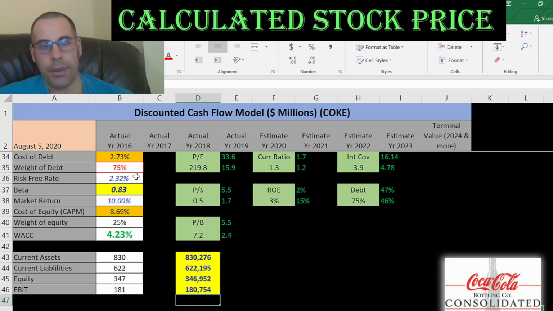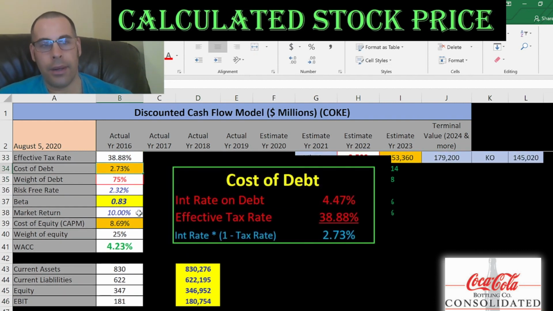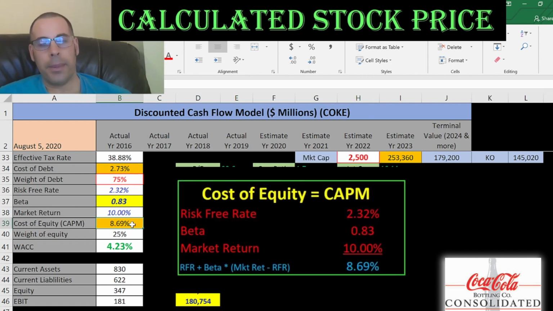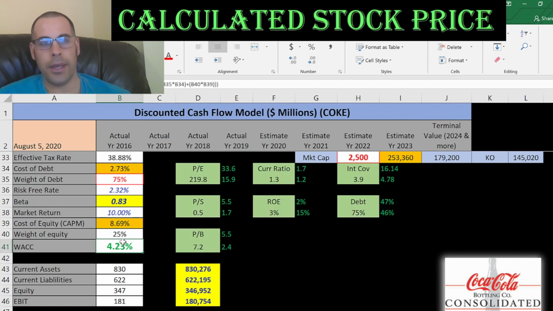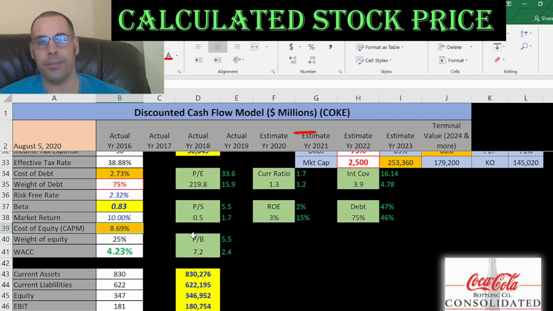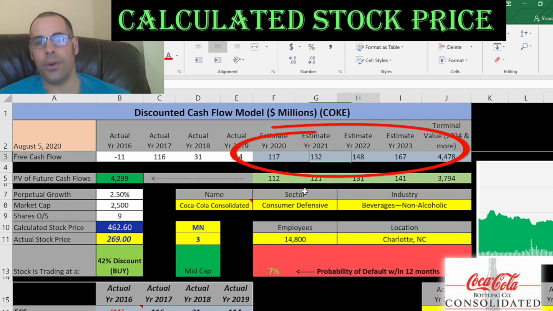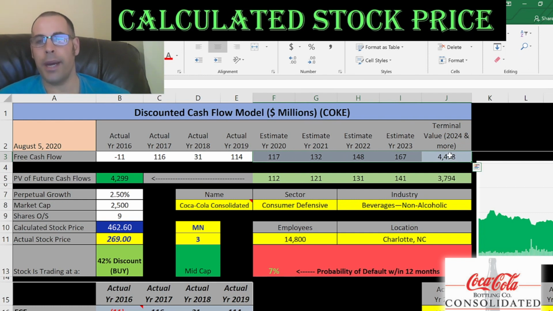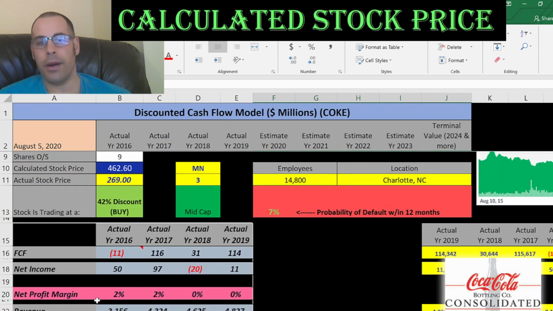Now let's look at the capital structure. They have 75% debt. Cost of debt is 2.7%. They have 25% equity. The cost of equity is 8.7%. The WACC is a blend of the cost of debt and cost of equity. That's 4.2%. That's the discount rate we're going to apply to the future cash flows. So we estimated 4 years of future free cash flows. We also estimated terminal value, which is all cash flows past year 4, that's $4.5 billion. And these estimates are based off of the prior financial information we input earlier.